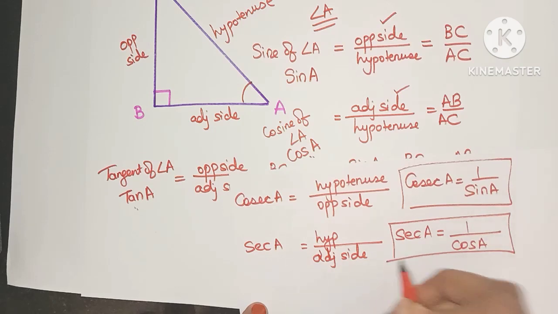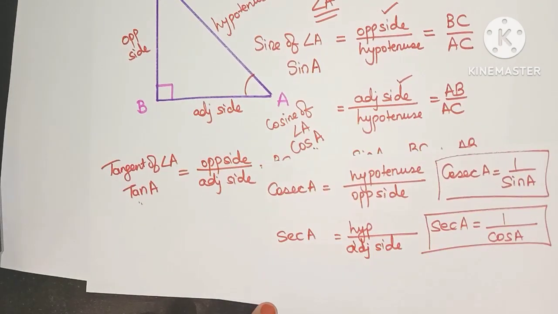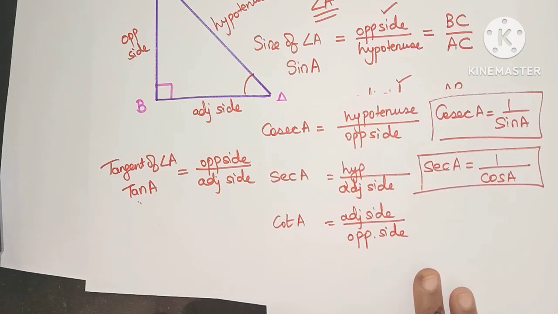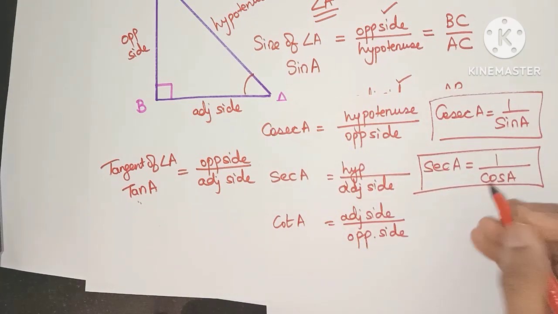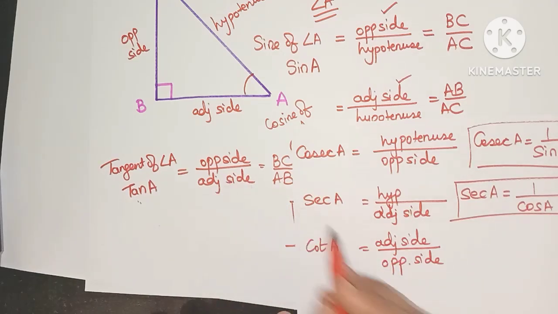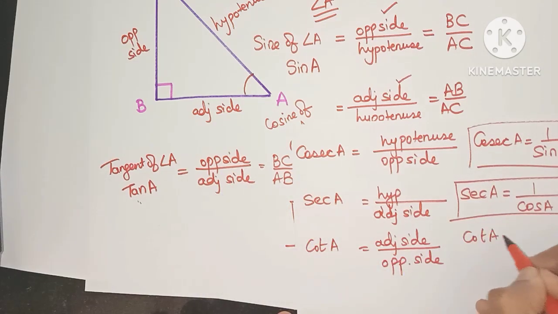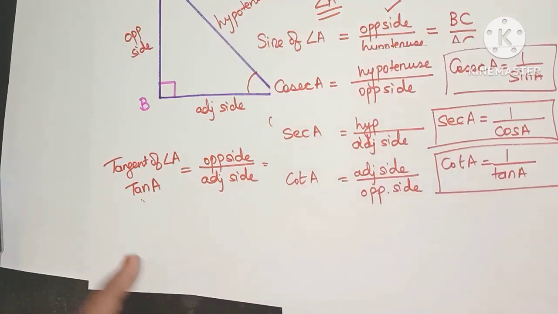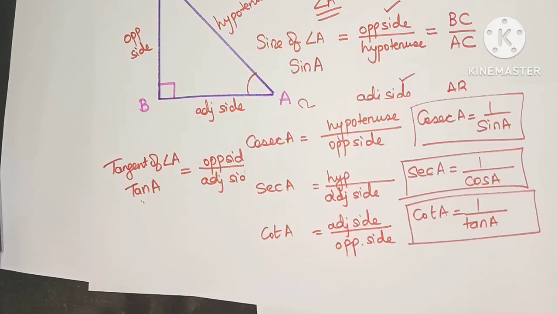This is another result. Finally, the only combination that is remaining is the ratio of the adjacent side by the opposite side. Yes, this is known as cotangent of angle A and shortened as cot A. And again, you will see it's just the reciprocal of tan A. So I can write cot A as 1 upon tan A, friends. See, I've got so many results as we are defining the different trigonometric ratios.